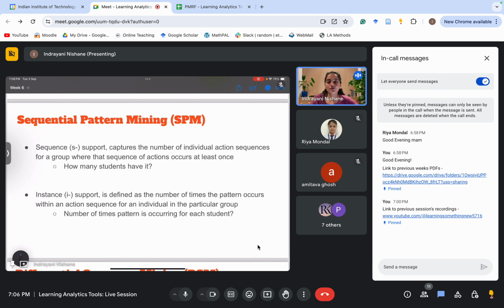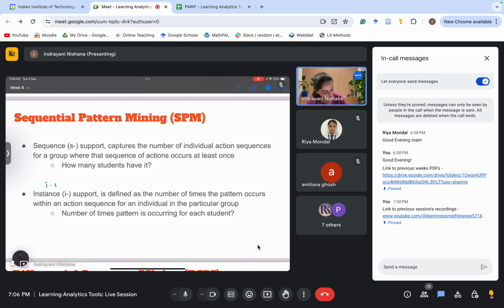There are two metrics to calculate in SPM. One is sequence support or S support, and the other is instance frequency or I support, also called I frequency. Once we have figured out the different patterns occurring within the log data, we can calculate this S support and I frequency.